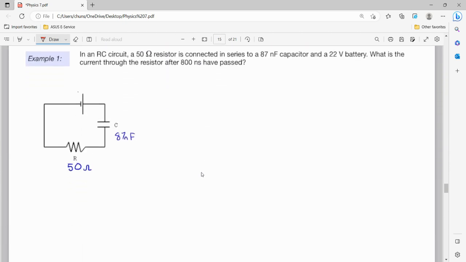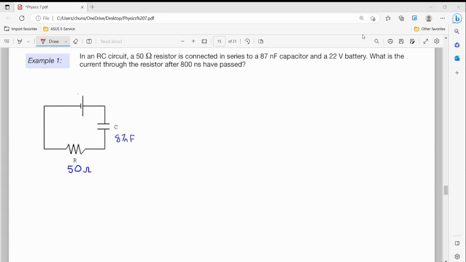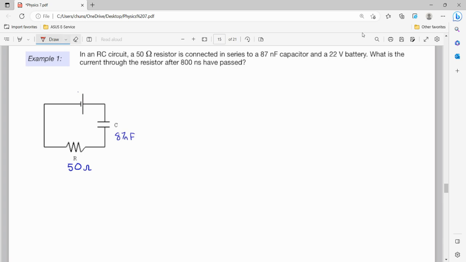Okay, so we're going to put this to use in this example. We are given an RC circuit that is connected in series with a capacitor and a resistor, so this is an RC circuit for sure, with a 22-volt battery. After 80 nanoseconds have passed, it is asking us what the current is. So current as a function of time is given as I naught times e to the negative t over RC.